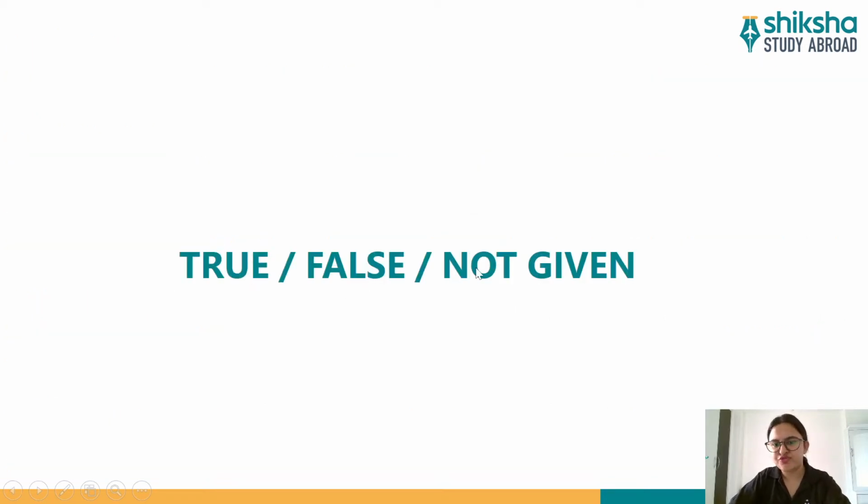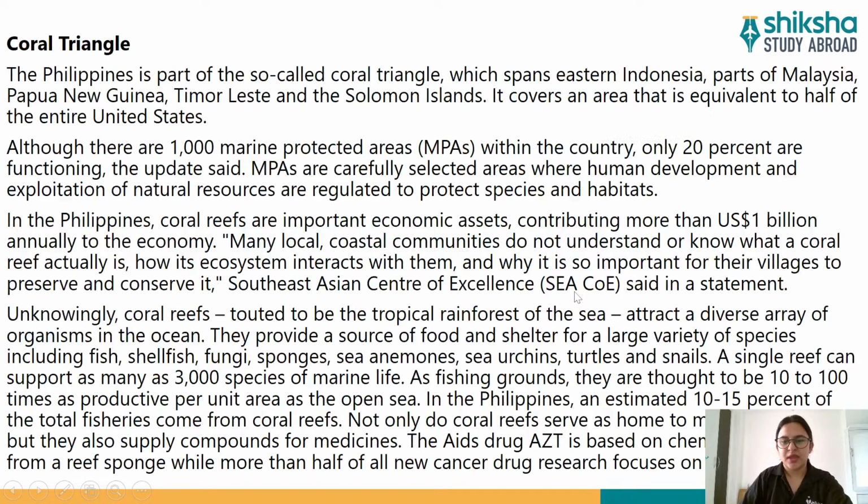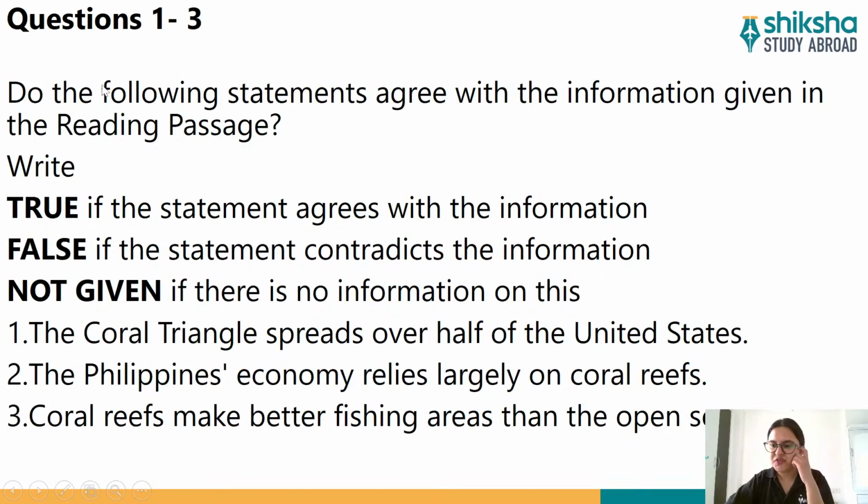Now, if we move on to true, false, not given. These questions can be kind of tricky to handle, first of all, because with true, false, not given, the confusion is mainly between false and not given. True is quite easy to identify. Here I have given one sample passage known as coral triangle. This is the heading. The questions might look like this: do the following statements agree with the information given in the reading passage? Write true, false, or not given. I have listed down 3 questions for you and we'll solve all of them one by one.